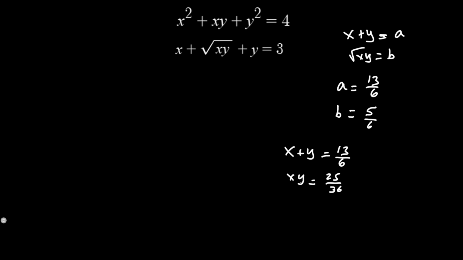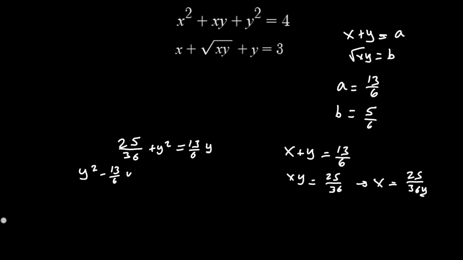And solving for either x or y is just a question of solving a quadratic in terms of one variable, which will give us, let's solve for, let's say, x. So x is equal to 25 over 36y. Plugging that into the first equation, x plus y, we will have 25 over 36y plus y squared is equal to 13 over 6y. And we have y squared minus 13 over 6y plus 25 over 36 is equal to 0.